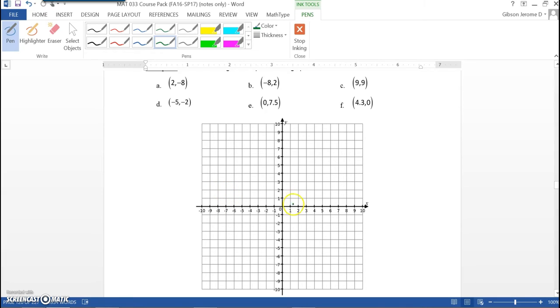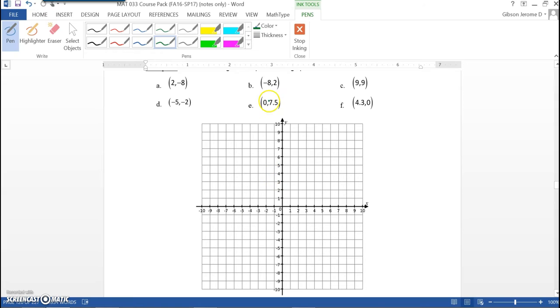Now we go to C. We go back to the origin. X is +9 and Y is +9. We plot that point here. Now we go to D. We have -5, -2. We still go back to the origin. We go to the left 5 and then we go down 2 and plot our point.